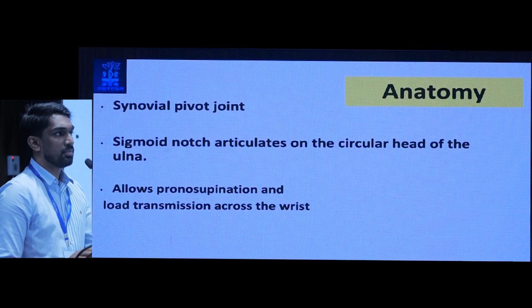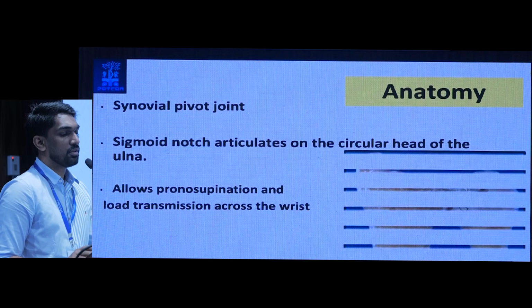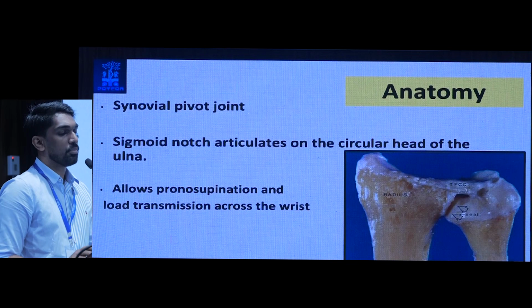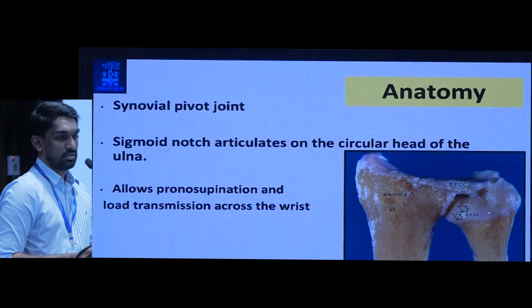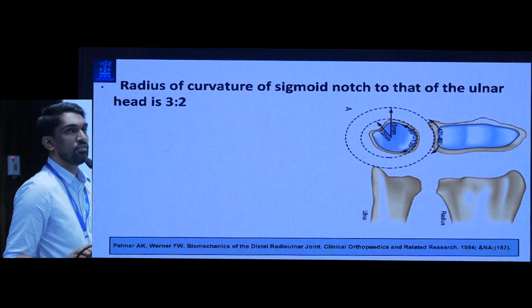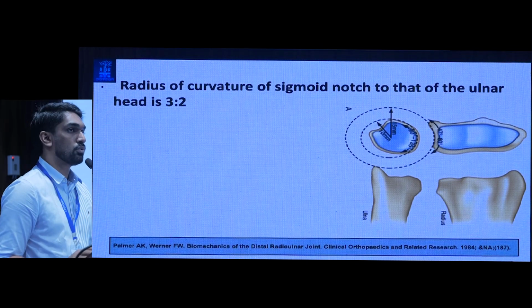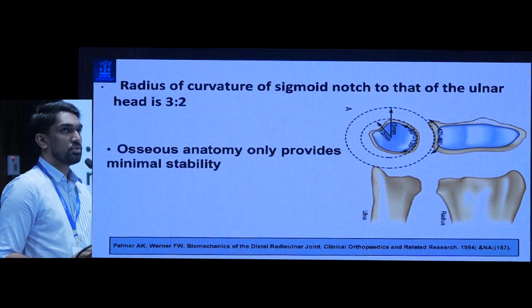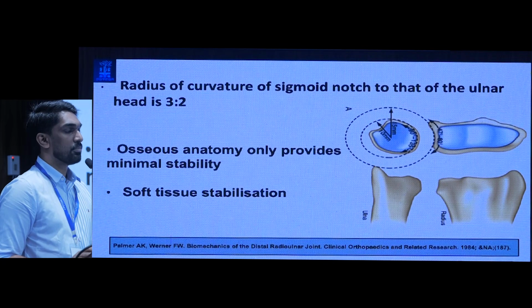So coming to the anatomy, it is a synovial pivot joint with the shallow sigmoid notch articulating on the circular end of the ulna, and the function is basically pronosupination and load transmission. As you can see, the radius of curvature of the sigmoid notch to that of the ulnar head is in the ratio of 3:2, so that is like a large head in a small socket. So the osseous anatomy is only providing minimal stability, and the main stabilizers are soft tissue stabilizers.